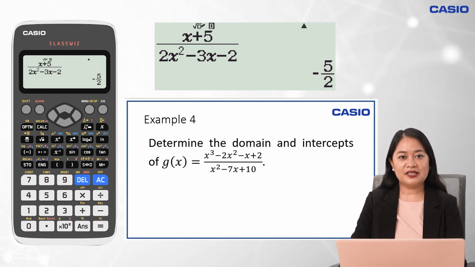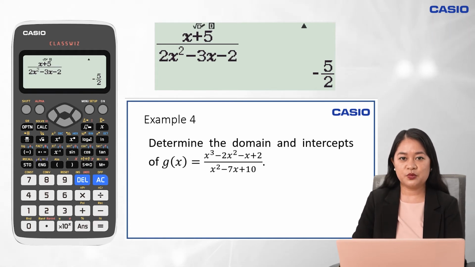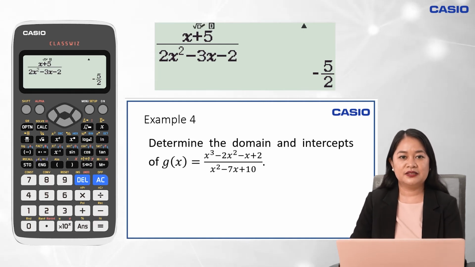Let's try another example. This time, let's identify the domain and intercepts of this given rational function. So to identify the domain of this rational function, again, we will identify the zeros of the denominator, and since the denominator is a polynomial expression of degree 2, we will use the equation menu of the CASIO ClassWiz. To change into equation menu, press Menu, Alpha, and negative sign button.